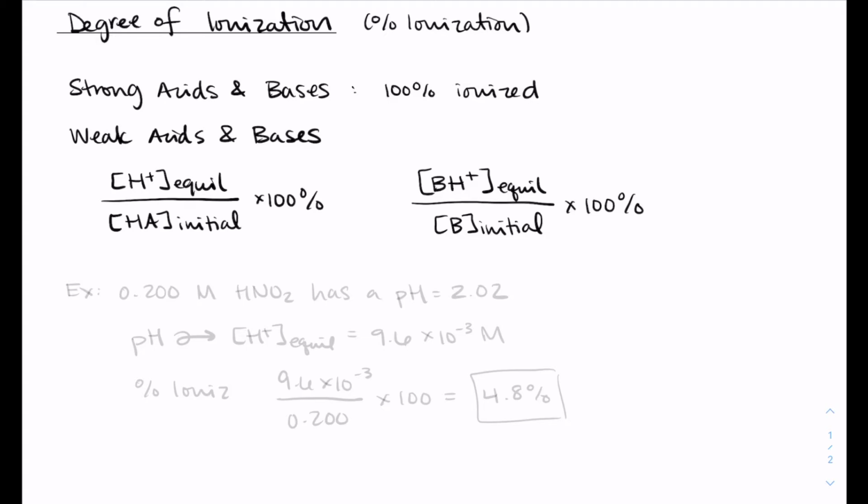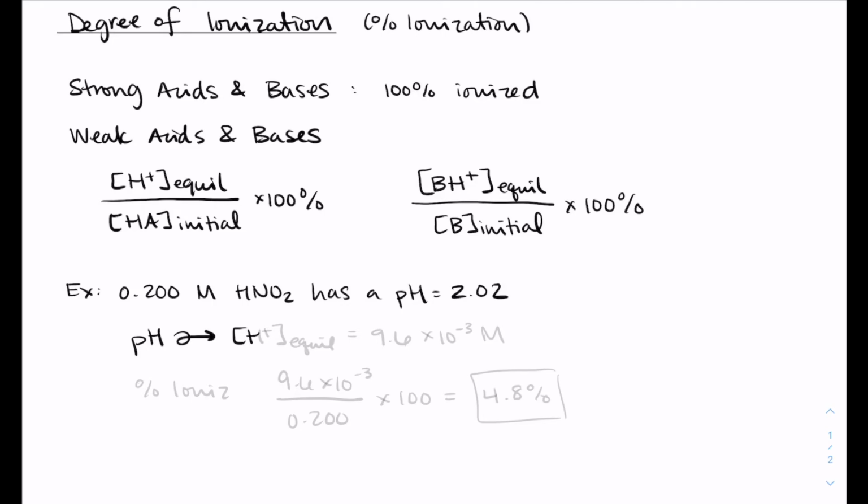So the example says 0.2 molar HNO2 has a pH of 2.02. So that's a weak acid. This is nitrous acid. And okay, that's all we're given for percent ionization. But we know the initial concentration, which is the 0.2.